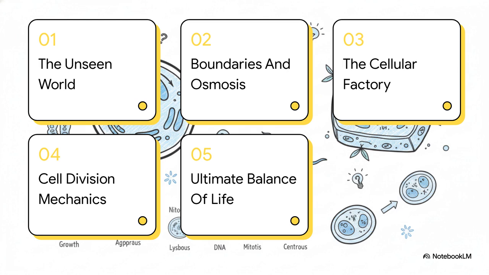Okay, let's take a quick look at our structural map for this explainer. We'll start with 1, the unseen world, move to 2, boundaries and osmosis, explore 3, inside the cellular factory, break down 4, the mechanics of cell division, and finish up with 5, the ultimate balance of life.